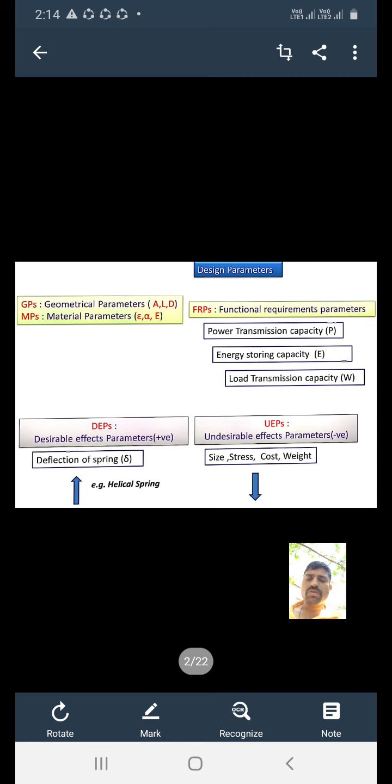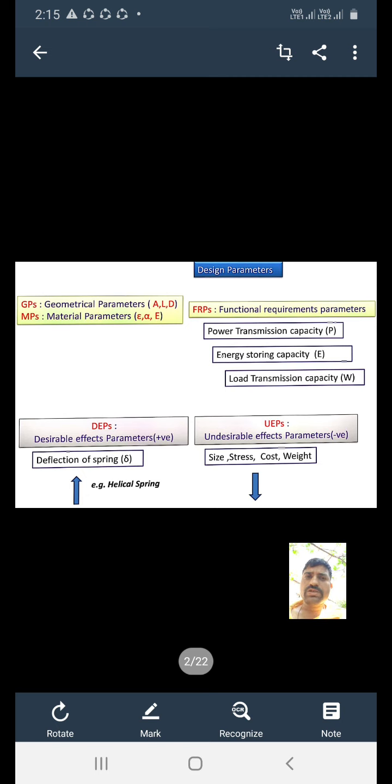The values of the material parameters are unique. If you take mild steel, then for mild steel the values of the material parameters are unique. For example, Young's modulus is unique for that material. The design equations of the material parameters are independent of both the functional requirement parameters and geometrical parameters. Remember some of these characteristics of the material parameters.